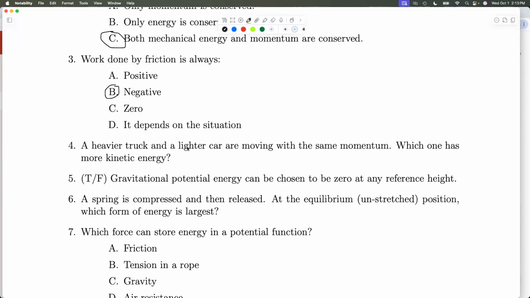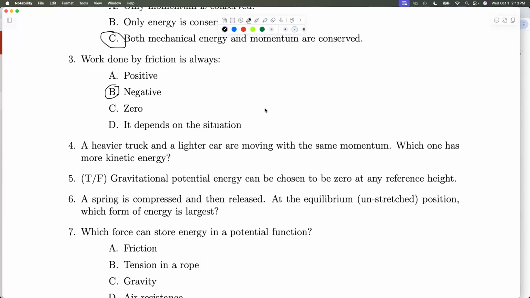If a heavy truck and a light truck have the same momentum, that means mass times velocity is the same. This one's actually tricky. This one's not straightforward. Okay, yeah, this one's a little tricky. I had to actually think about this.